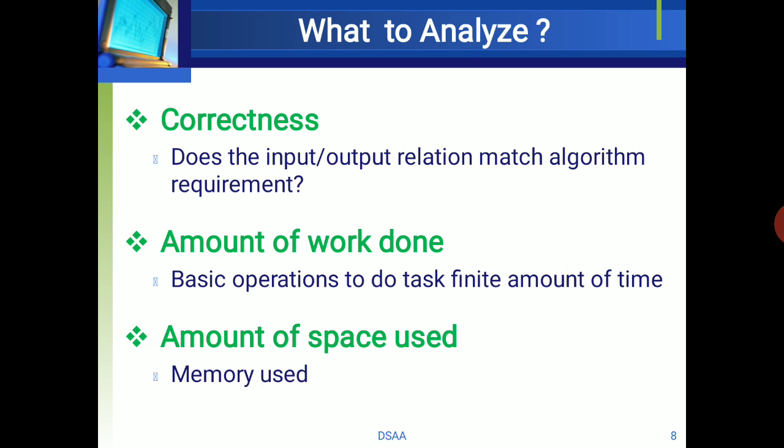And next is amount of work done, basic operations to do the task in a finite amount of time. And that's what I said, with a large data set it also has to work efficiently. And one more thing, amount of space used, meaning how many variables you are using and how much space you are utilizing to compute the algorithm. So this is space complexity: how much memory you have used and how much time you have used while running your algorithm. So these things we need to focus on.